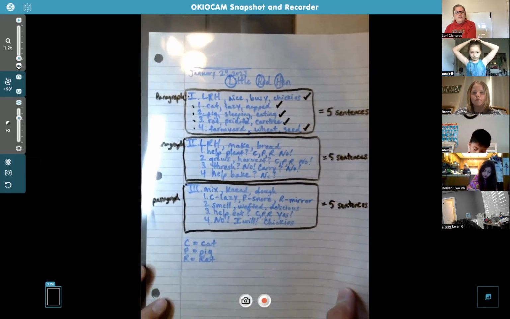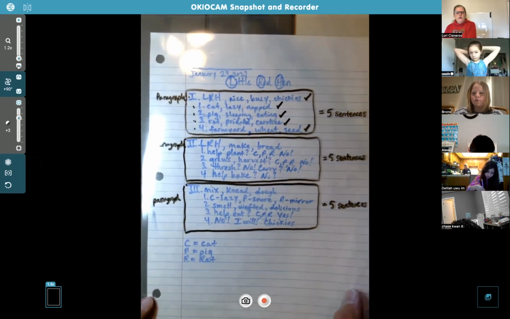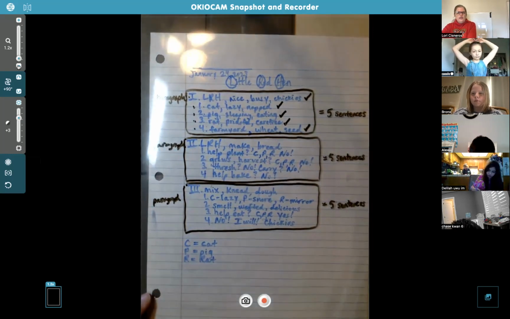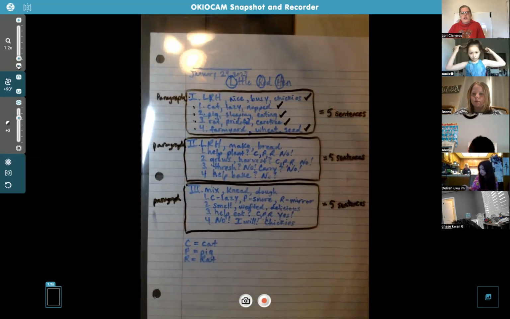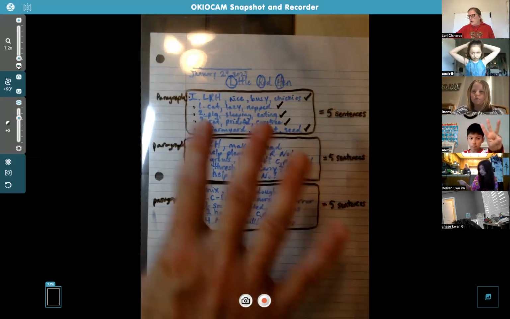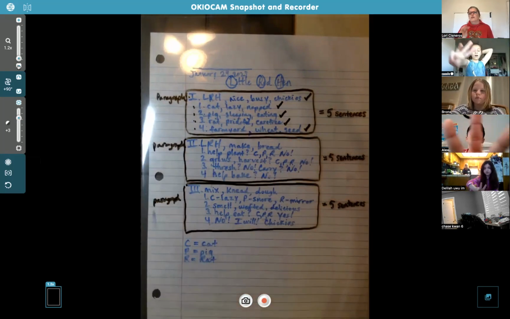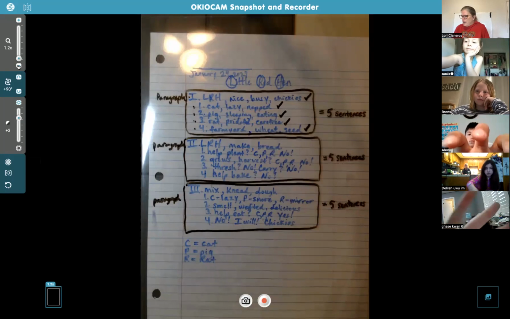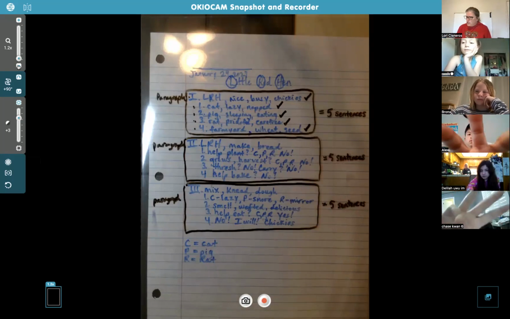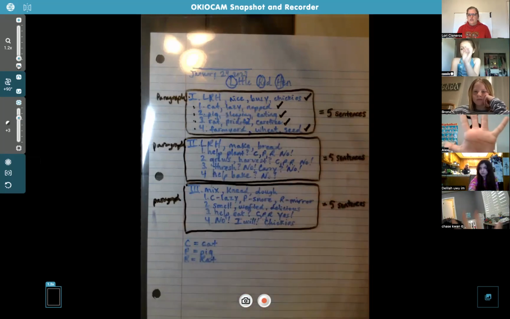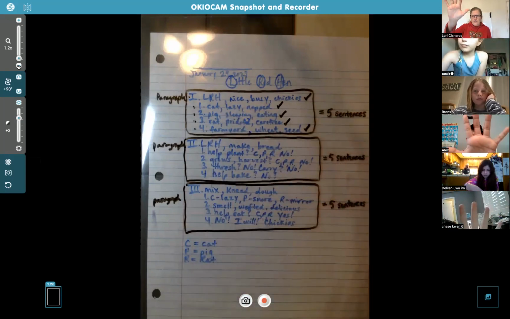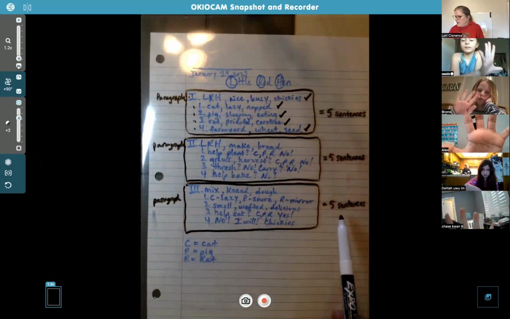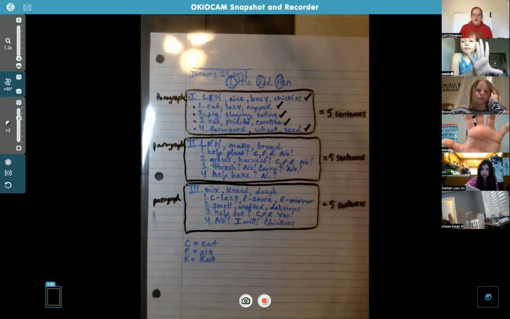How many paragraphs will I have when I'm done writing this story? Show me on your hands in the Zoom. How many paragraphs will I have when I'm done writing my story? Good. You should have the number 3 up in the Zoom right now. Good. 3 paragraphs. How many sentences should I have in each paragraph according to this story sequence chart? Good. I see 5. Yes, you should have 5 sentences in each paragraph.